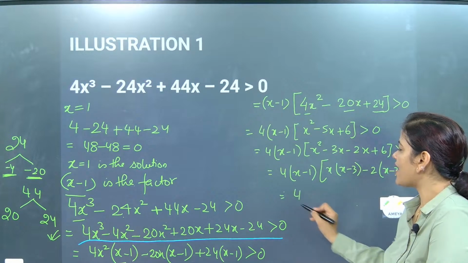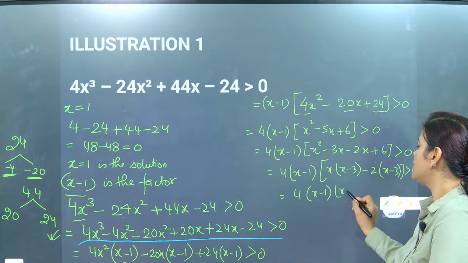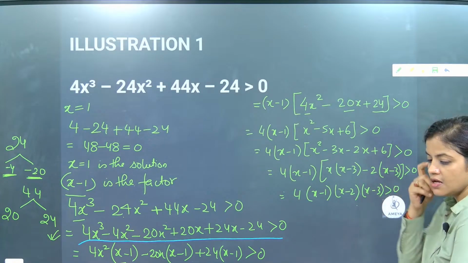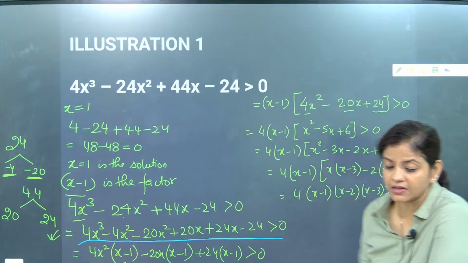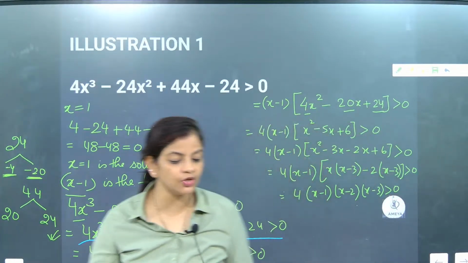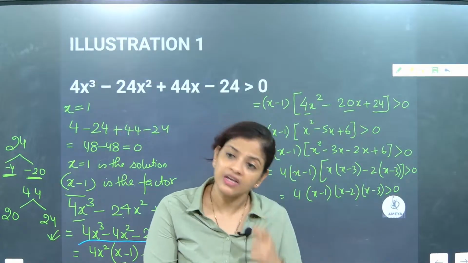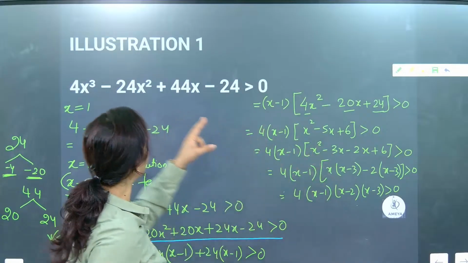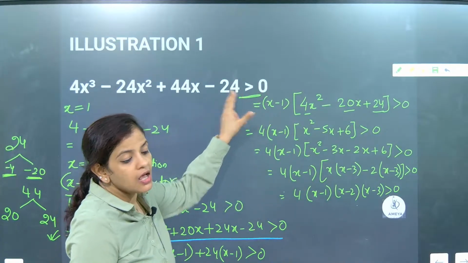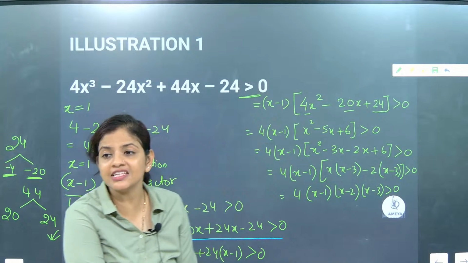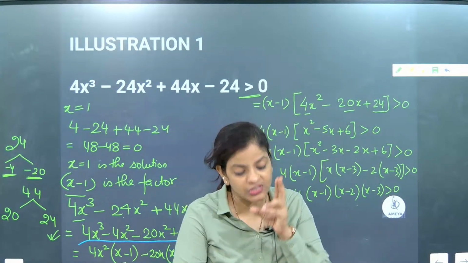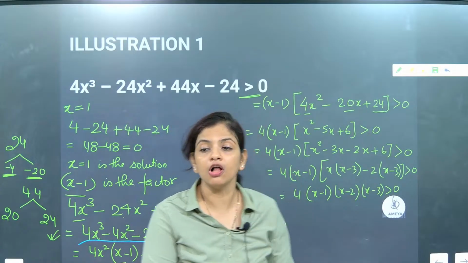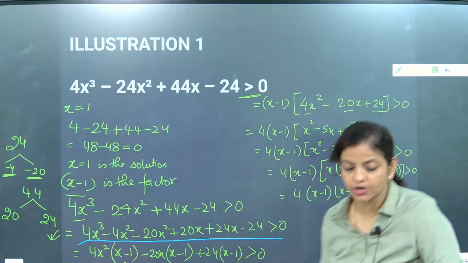So overall, what are the factors coming, beta? 4 times x minus 1, x minus 2, x minus 3 greater than 0. So this is exactly our factorization. We got the factors, but are the factors going to do anything? Yes, because we have to find the regions. Always remember, children, in the case of strict inequality, we will have open intervals, and we will be taking all the positive values.